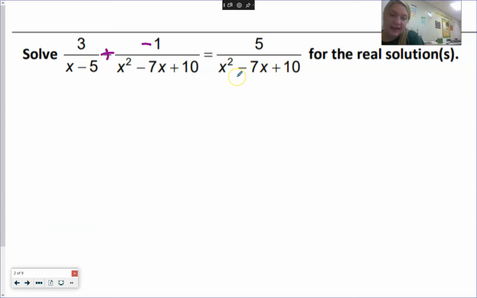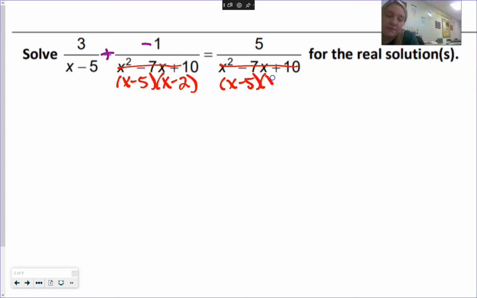These are both the same thing, so they'll factor the same thing. Multiplies to give you 10, adds to give you negative 7. That'll be negative 5 and negative 2. Like this.